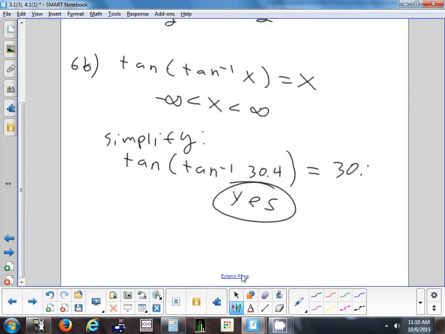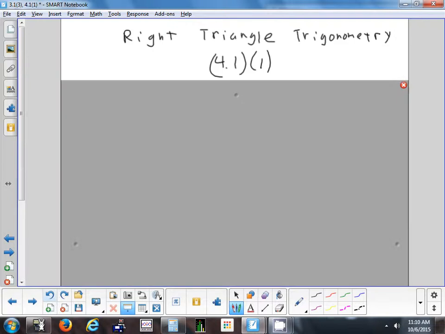30.4. I'm going to do one like that on the test, and a lot of people write yes as the answer. Right? But if it says simplify, you can't put yes. You got to simplify it. Okay. Put it back the way it was.